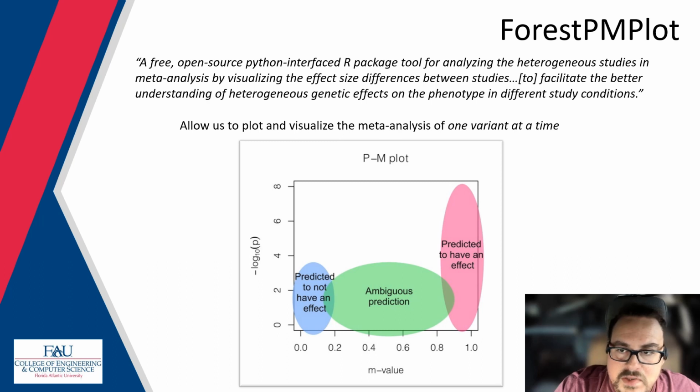With this ForrestPMPlot tool, we will take our output from the MetaSoft and put it into the ForrestPMPlot, and it will generate a PM plot such as this example one here. And depending upon the location on the plot, we can make some predictions on the significance of that particular SNP, if we think it's going to have a significant impact on the disease or not.